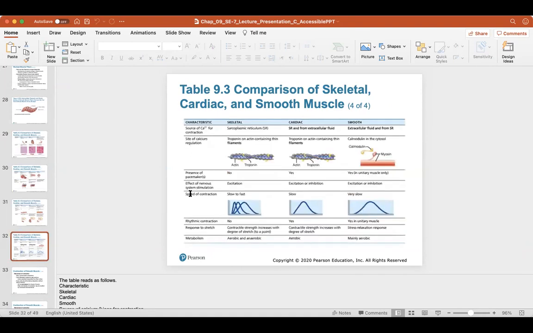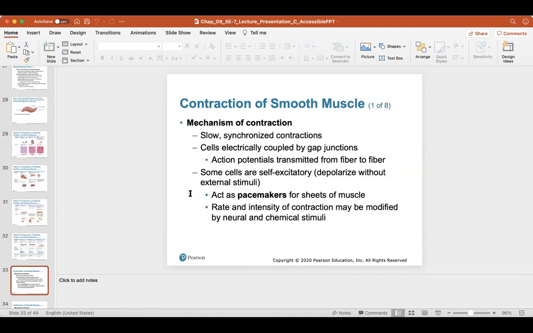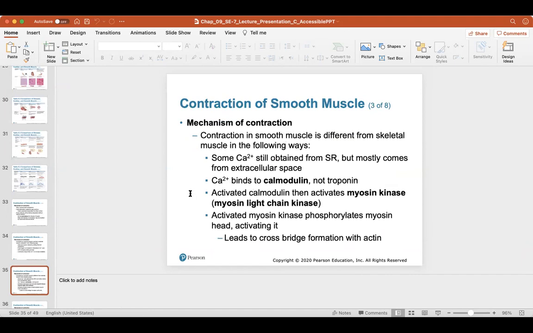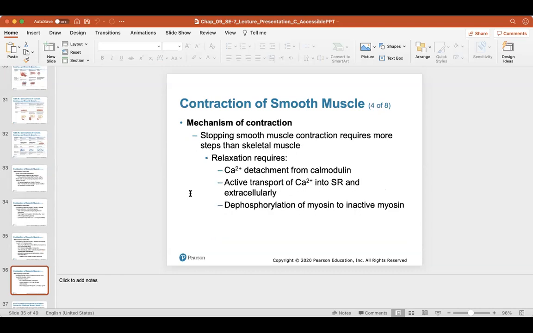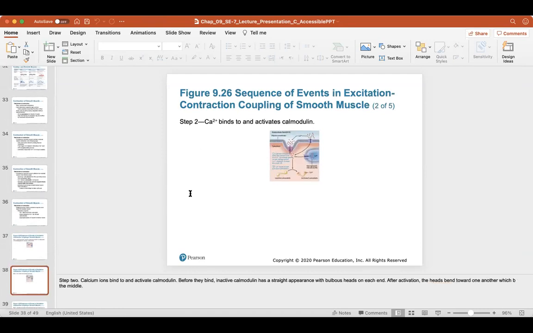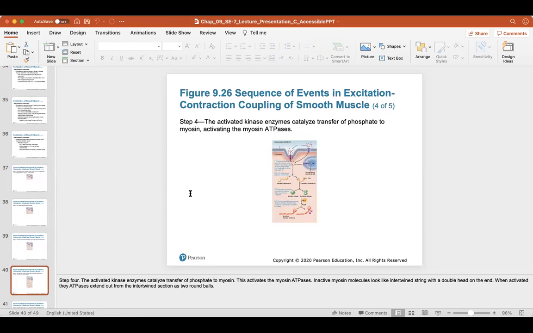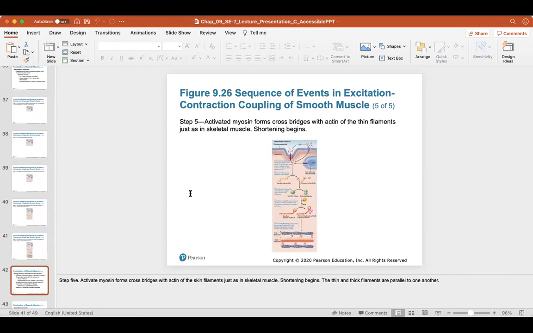The contraction of smooth muscle is a slow, synchronized contraction versus the more abrupt contraction of skeletal muscle. So I'm going to let you read through the contraction of smooth muscle, because it's very similar to skeletal muscle, but much more slow versus the abrupt contraction of the skeletal muscle.